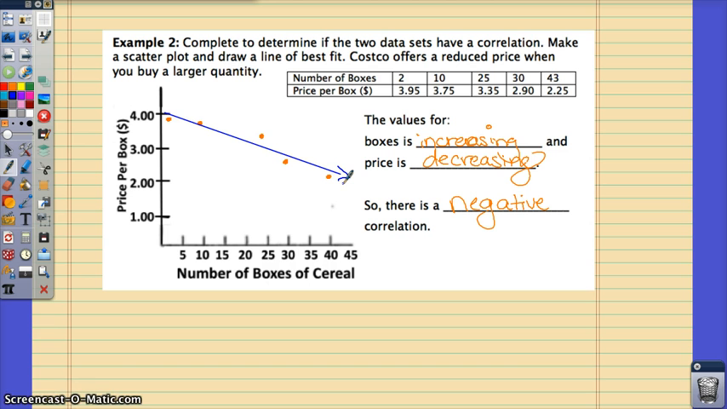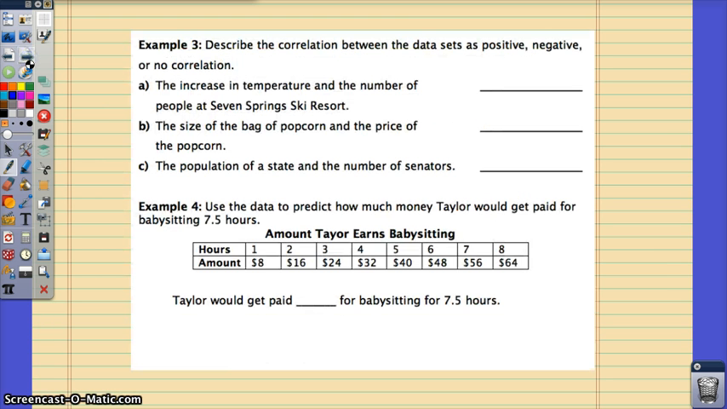And the nice thing about using these lines is you can then make a prediction for some of the in-between values. So about where the price would be for 17 boxes or about where the price would be for 35 boxes. So it's just nice to use the line to see the trend. Let's practice more with describing the correlation.